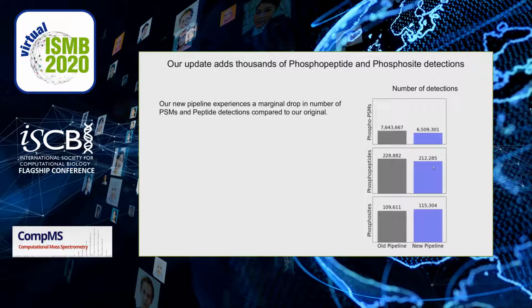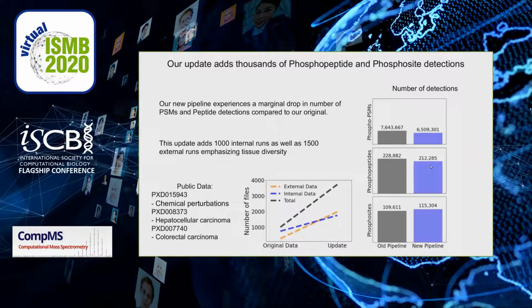With the new database update, we focused on adding nearly 1,000 new internal files, as well as another 1,500 files from external PRIDE accessions. Much of this new external data was also chosen to emphasize diversity in treatments not originally present in Phosphopedia, as well as new tissues such as hepatocytes and colorectal cells.